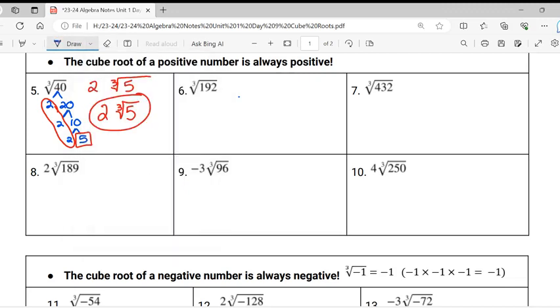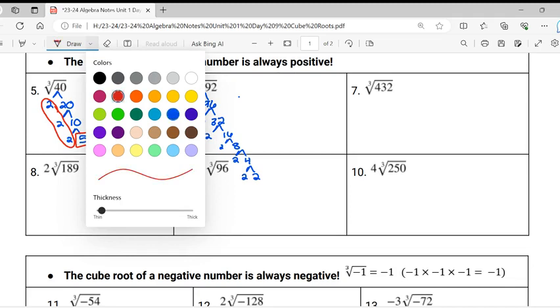Moving on, we have the cube root of 192. Well, I know that 192 is divisible by 2 because it's an even number, so I'll get 2 and 96. I'm now looking at maybe 3s. 3 goes into this 32 times. We've got 2 and 16, 2 and 8, 2 and 4, 2 and 2. So quite a long list of factors.